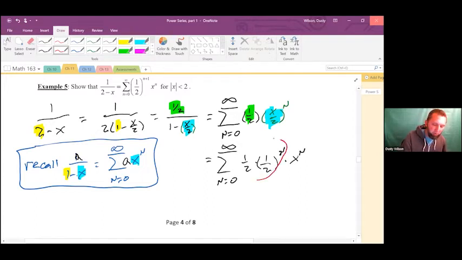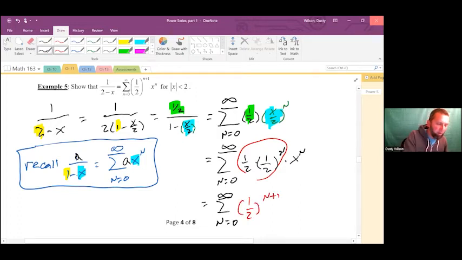And these two terms can be combined to be, n equals 0 to infinity, let's combine them in red still, to be 1/2 to the n plus 1 power. And then we still have that x to the n power. So this is what we were trying to show with one exception. We still haven't shown how we get the absolute value of x is less than 2. So let's see if we can unpack that a little bit.